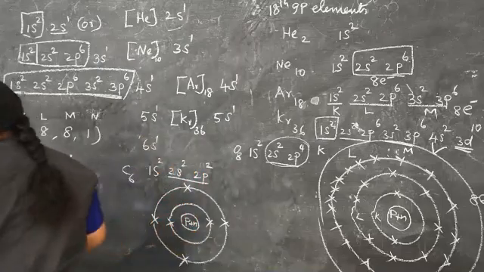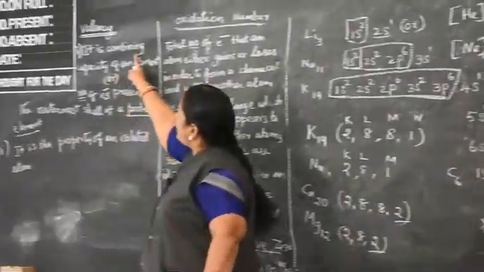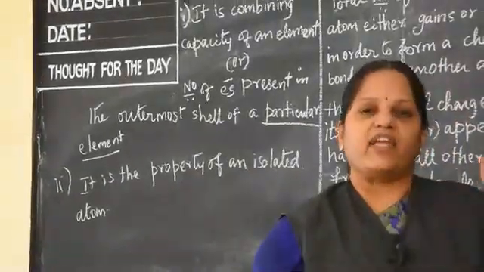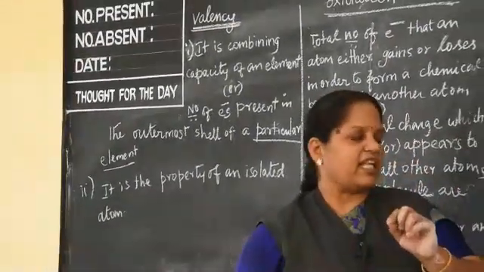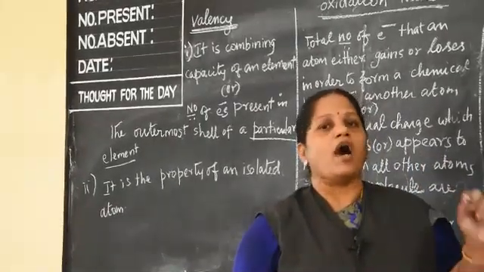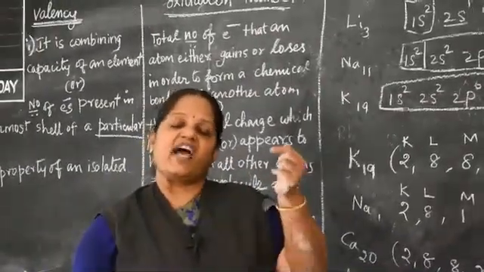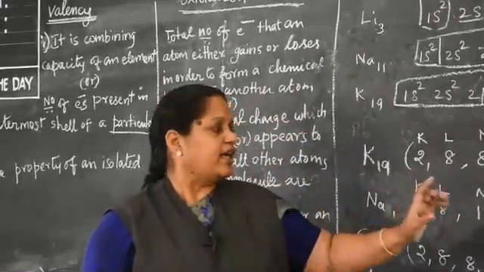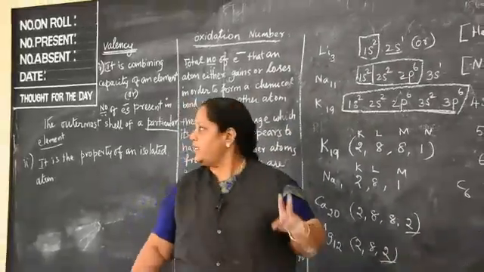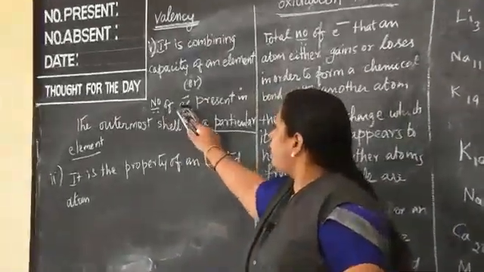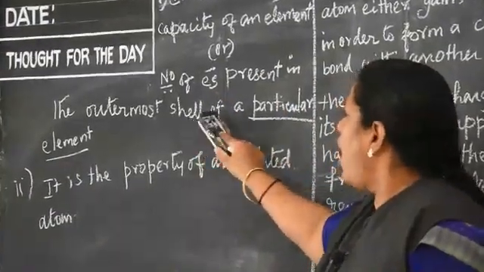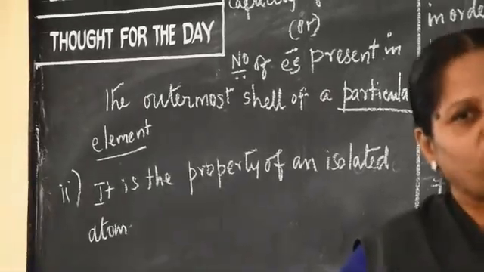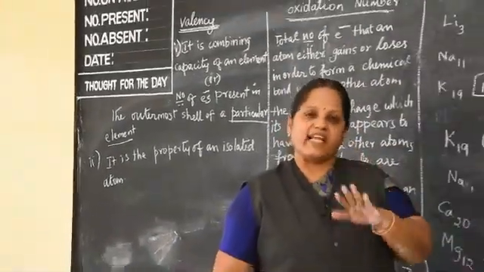So what is the meaning? You consider in this case the first statement. It is the combining capacity of an element. When the number of electrons present in the outermost cell is equal to 4 or less than 4, then it is the valency of that element. That is a very important point, boys. Consider two definitions: if the number of electrons present in the outermost cell of a particular element is less than 4 or equal to 4, it is the valency of that element.